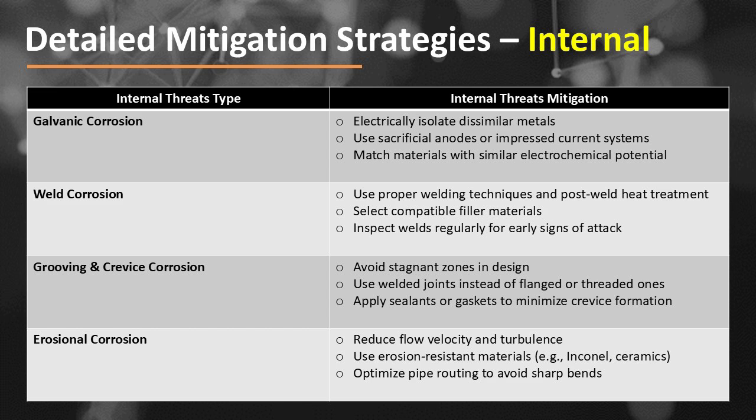If the internal threat type is erosional corrosion, then the mitigation measures are: reduce flow velocity and turbulence, use erosion-resistant materials such as Inconel and ceramics, and optimize pipe routing to avoid sharp bends.